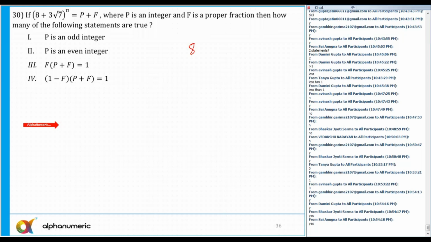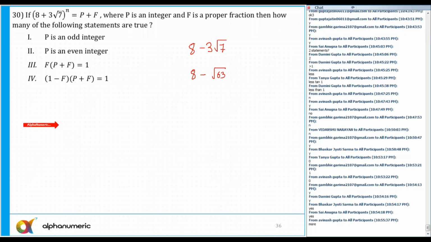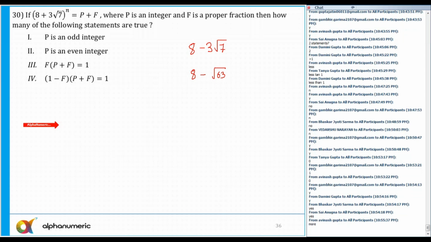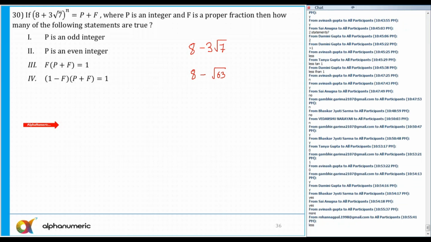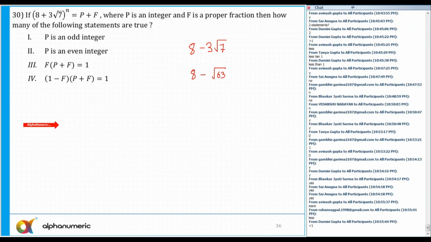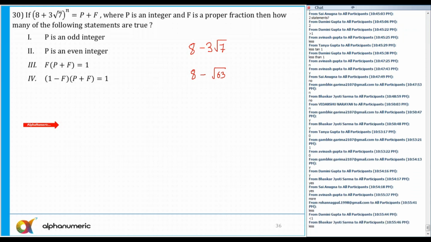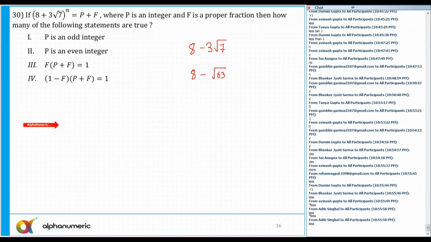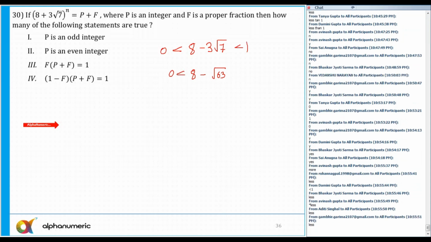Can you guys tell me what is the value of 8 minus 3 root 7? Is it more than 1 or less than 1? That is 8 minus root 63. Root 63 is 7 point something, since 9 into 7 is 63. So 8 minus 7 point something will always be between 0 and 1. Is that clear? So this is definitely between 0 and 1, and let us assume this is equal to f dash, which is between 0 and 1.